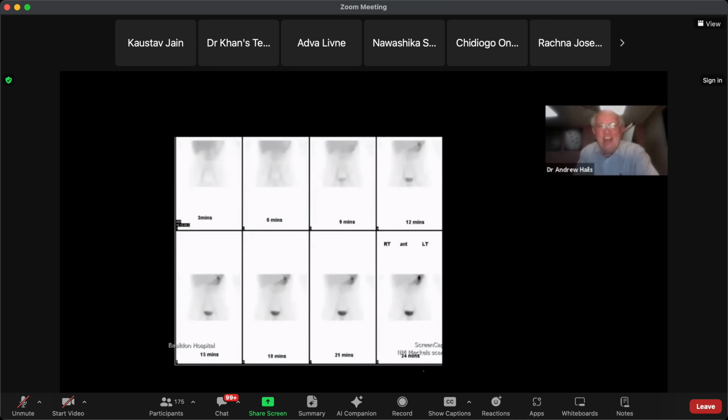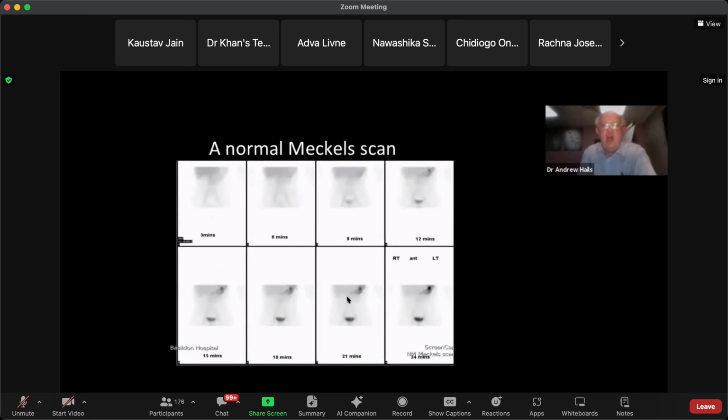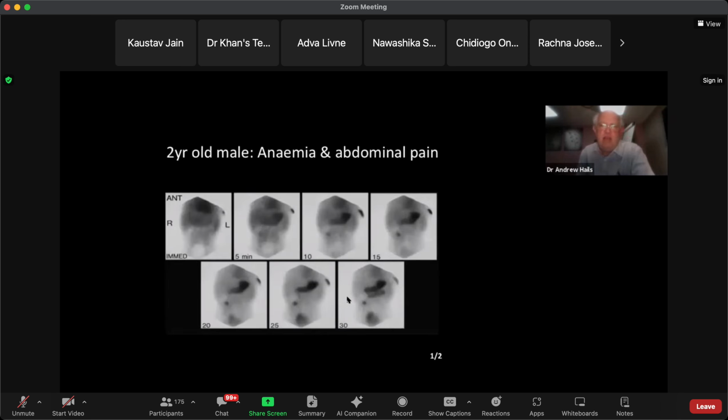Definitely. So here we have given a patient pertechnetate, and it's gone to the stomach because it gets taken up by gastric mucosa, and it's gone through the renal system to the bladder, but it hasn't gone into anything in between. There's no uptake in a gastric mucosa containing Meckel's diverticulum, so that is a normal Meckel scan.